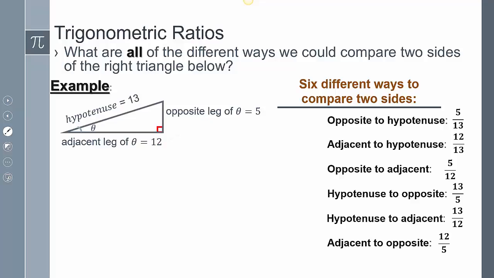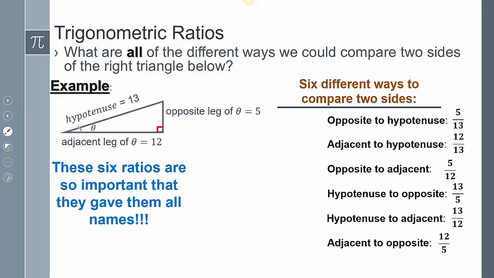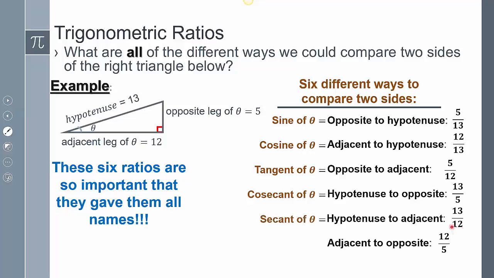Now these different ratios each have names. So we call this first ratio, the opposite to the hypotenuse, our sine ratio. We call this ratio, the adjacent to the hypotenuse, our cosine ratio. The ratio that's opposite to the adjacent, we call our tangent ratio. The ratio that's hypotenuse to the opposite, we call cosecant. We call this ratio secant, and this ratio cotangent.